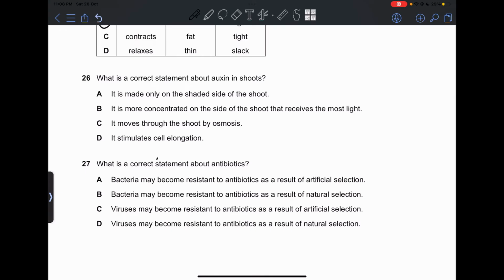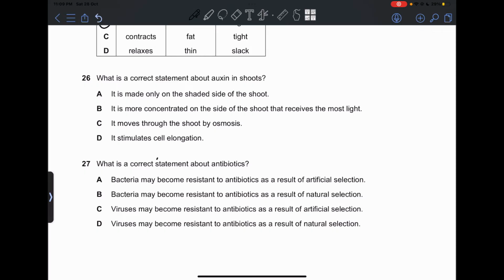A says it is made only on the shaded side of the shoot. This is an incorrect statement because it's not always the case. Sometimes if the sun or the light is on top of the leaf itself, then it will be evenly spread out even if it is not in a shaded area.